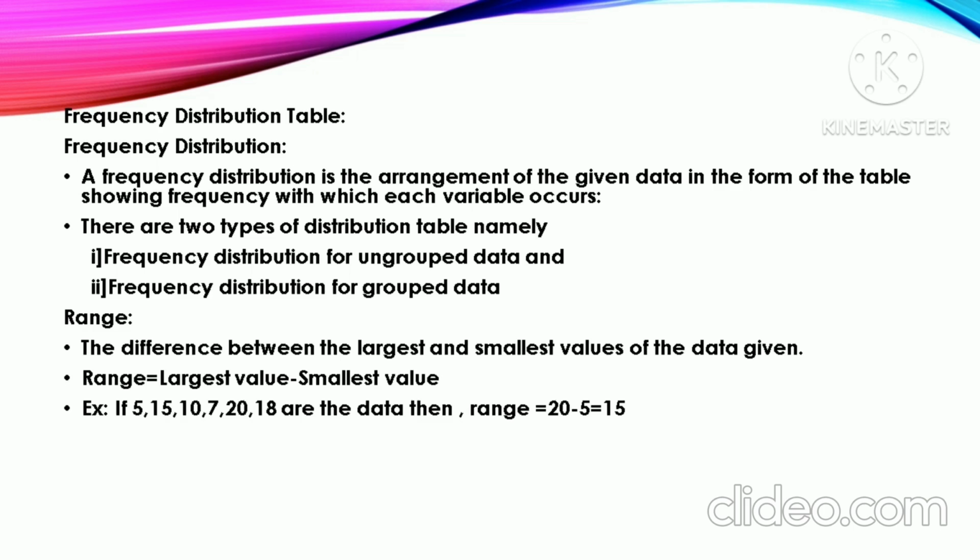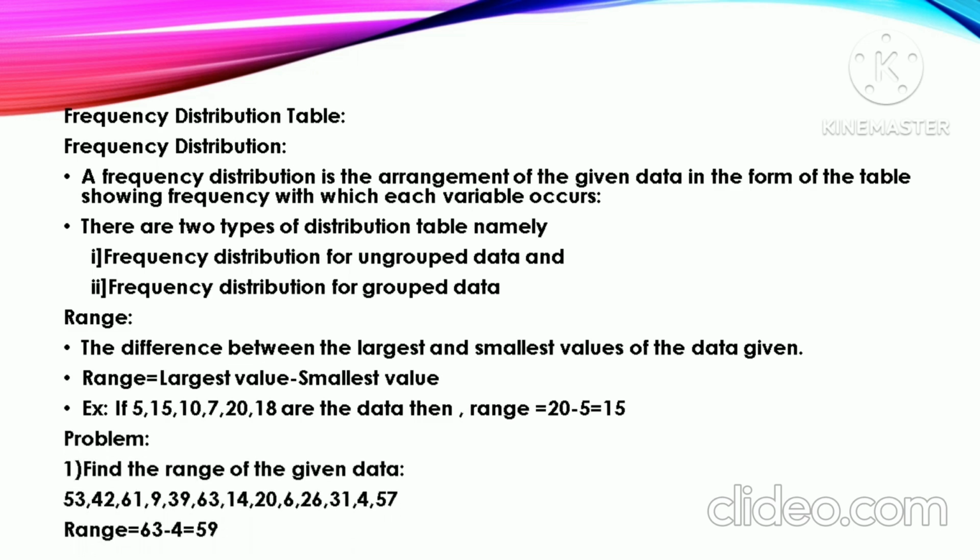Next, for example, the data given are 5, 15, 10, 7, 20, and 80. From the data, the largest value is 20 and the smallest value is 5. The difference gives 15. Let's discuss a small problem on range. Find the range of the given data. Here, the largest value is 63 and the smallest value is 4. So, 63 minus 4 gives 59.